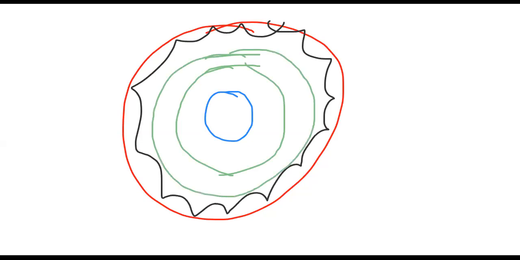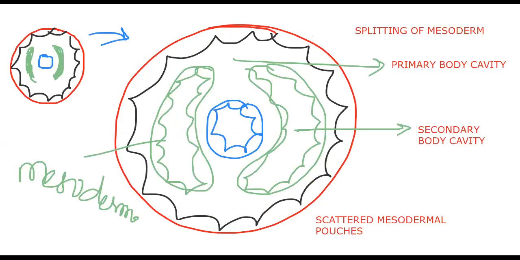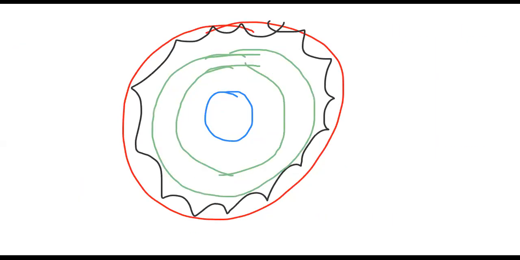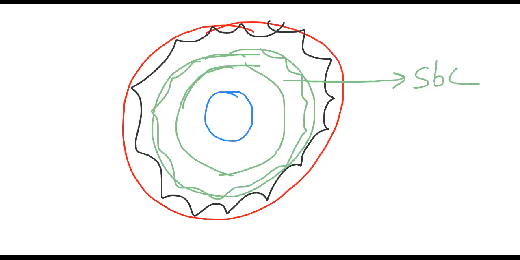Okay, so let's see the previous diagram to compare. The split develops and they fuse each other. So this is the secondary body cavity. That is to be remembered, secondary body cavity. What next? The splitting develops and the splitting fuses.